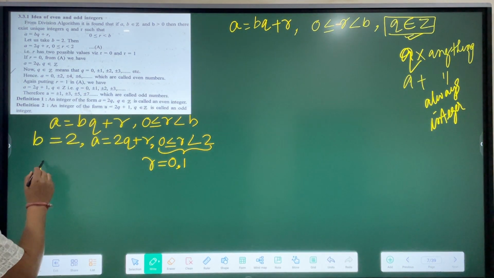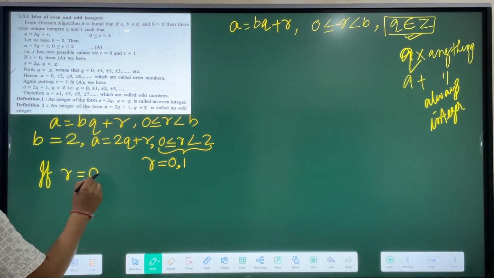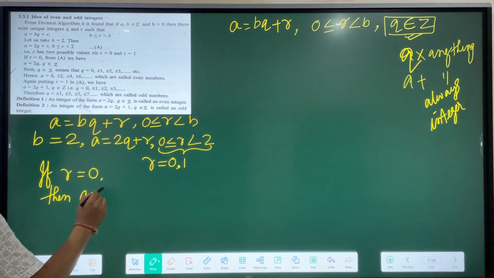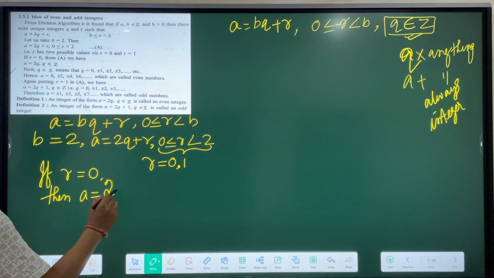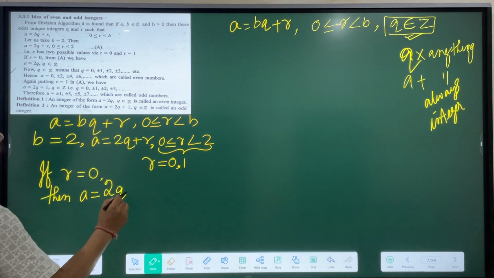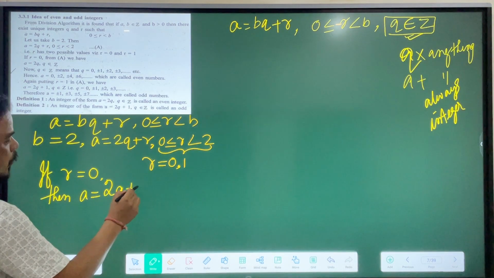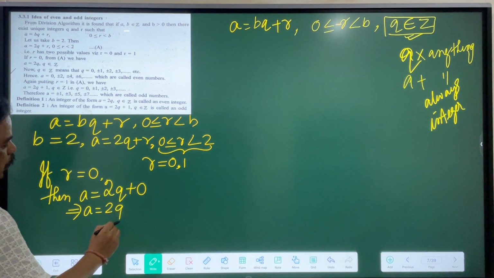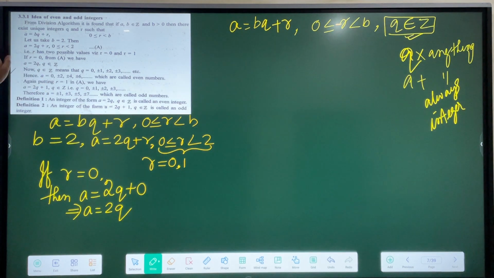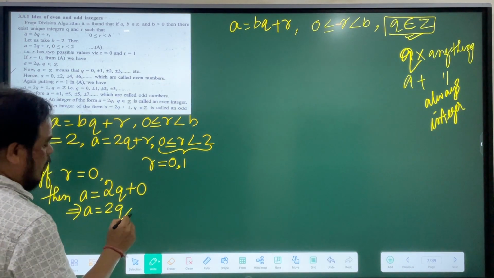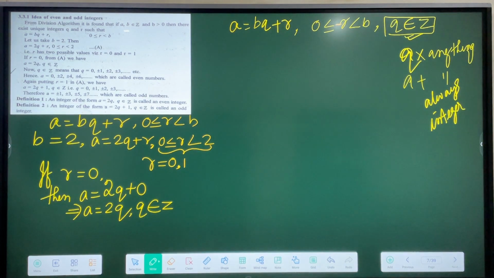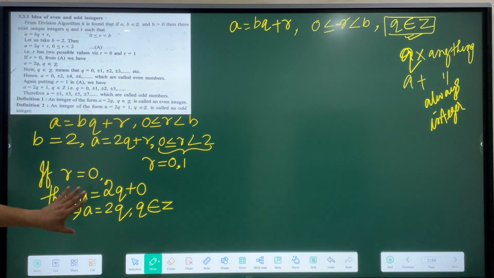Now, if R is equal to 0, then A is equal to 2Q plus 0. So what have we got? A is equal to 2Q. What is Q? Q is always an integer. Remember, by putting the value of R as 0, we have got this.